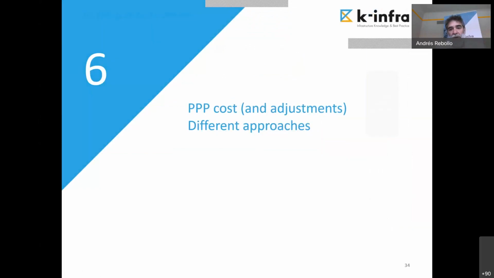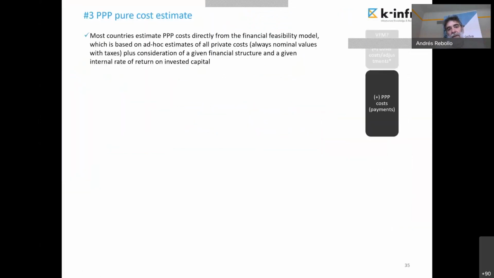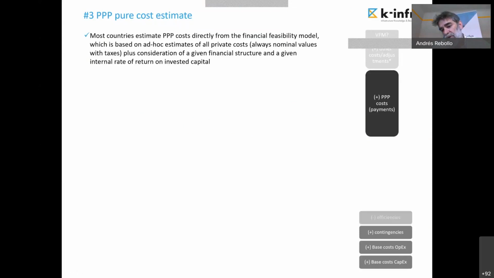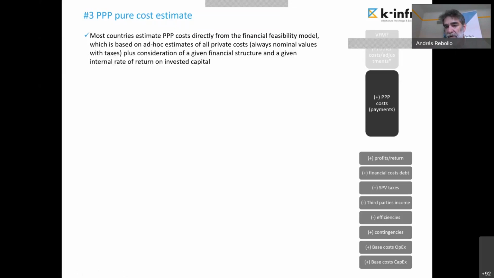Let's go to the PPP costs. Pure PPP cost estimate. Most countries estimate the cost directly from the financial feasibility model, which is based on ad hoc estimates of all the costs for the private party, always nominal values, taxes. And remember, this is the costs to the SPV: base cost, CAPEX, OPEX, contingencies, minus efficiencies, minus third-party incomes, plus SPV taxes, plus financial cost of debt, plus profits or return. This is what is making the PPP costs for the government.